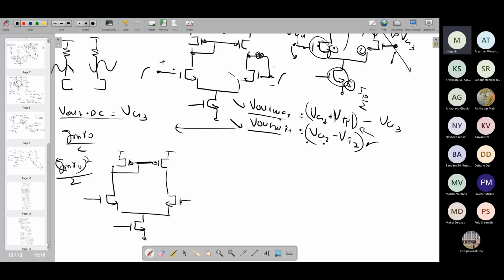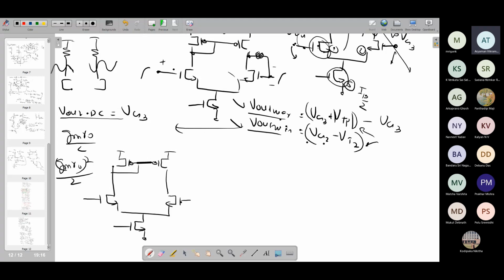So I need to still go ahead and increase the gain. If I put another common source stage, that will give me another gmro. So that will become equivalent to the previous topology that we have discussed, at least in terms of gain. So my question is, what common source are we going to put?